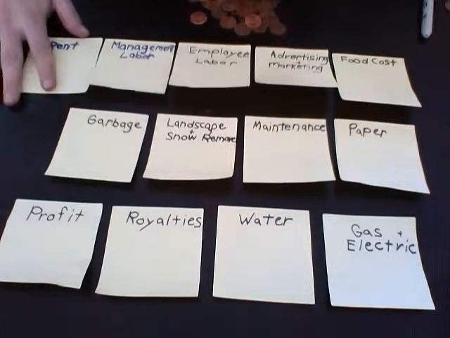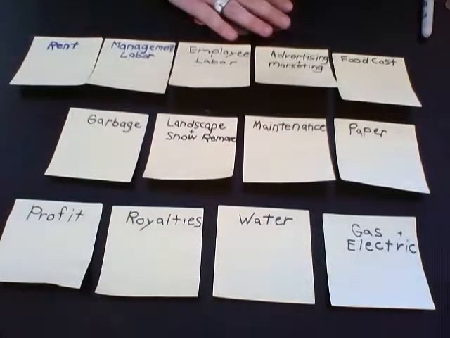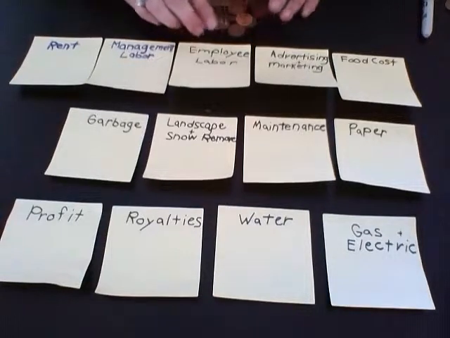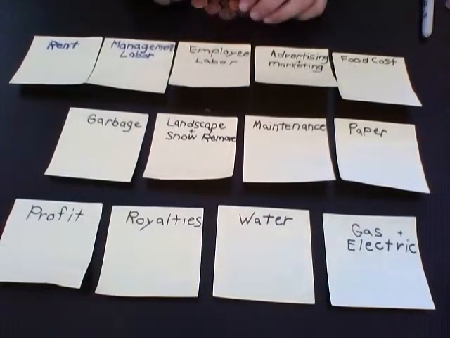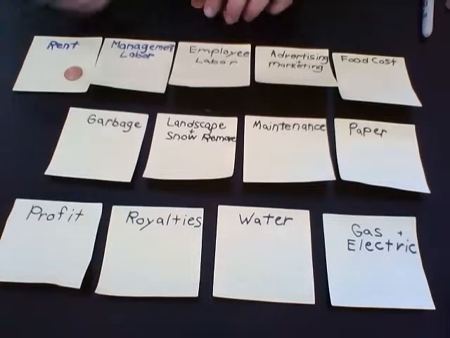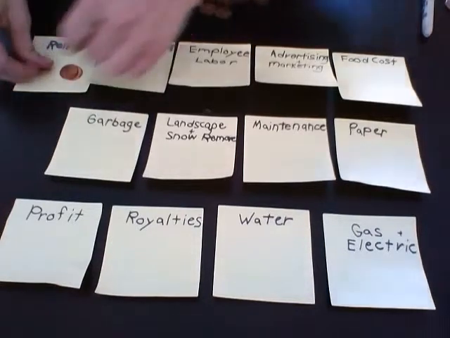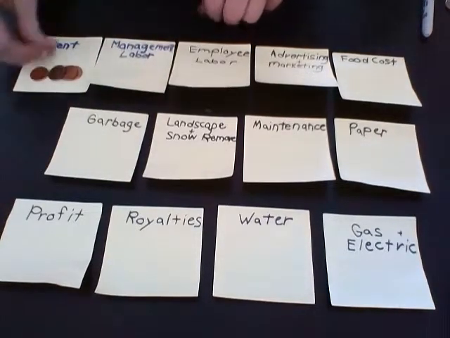And so the rent never changes. And if you guessed 20%, that would be correct. So we're going to place 20 pennies on here. And that represents how much rent we pay per month.